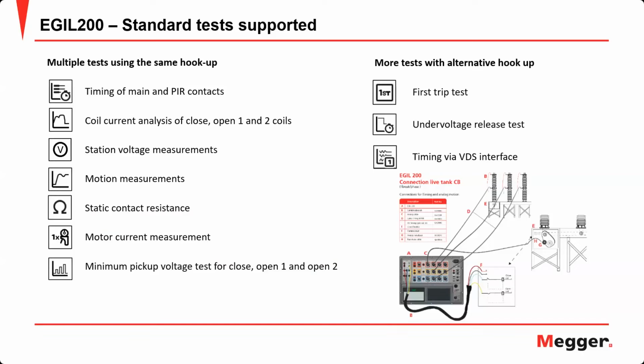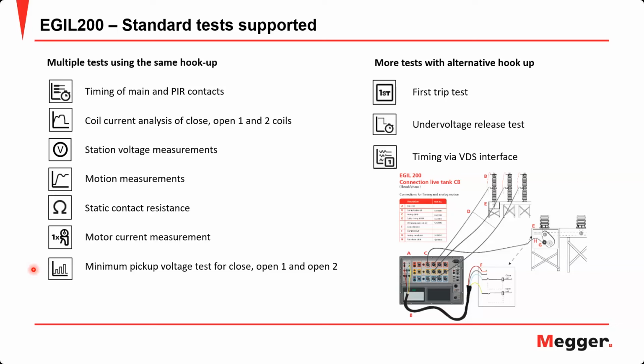These are the tests supported by the EGIL 200 series. It can do timing for main and pre-insertion resistor contacts, and coil current analysis for the closing coil as well as the open 1 and open 2 coils. You can perform station voltage measurement to find issues with your DC battery voltage system. Motion measurement, static contact resistance as well as dynamic resistance measurement. You can also measure the current drawn by the charging motor as well as the minimum pickup voltage for the closing as well as the open 1 and open 2 coils.